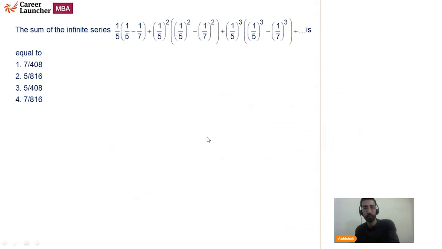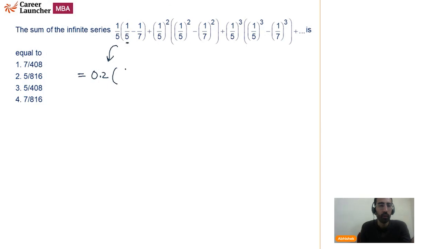Let's keep moving. Now this question says 1 by 5 into (1 by 5 minus 1 by 7 plus 1 by 5 square), clearly a series question, is equal to which of the following? What we can do in such questions is approximate. Look at the values of the terms initially. 1 by 5 is 0.2, and then try to match it to the options.